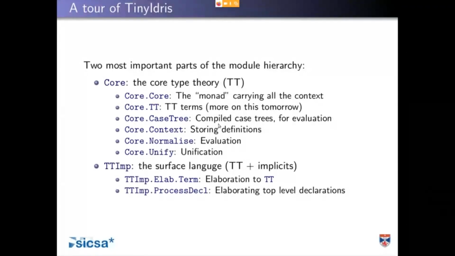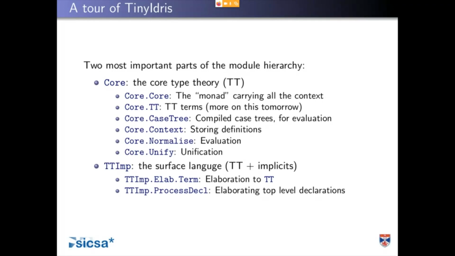Anyway, there are a few important things that you'll need to find your way around. So Core.Core, that's the, in quotes, monad that carries all of the context that is relevant to the particular bit of the system we're working on. So that's global definitions and the current unification state. In fact, that's pretty much what it always is. The current globally defined names, so your Nats, your Vects, all of that. And the unification state, which is the collection of unification problems that we are currently working on.